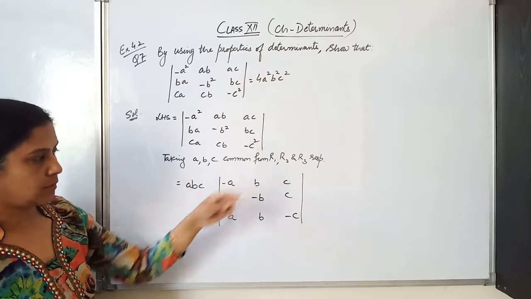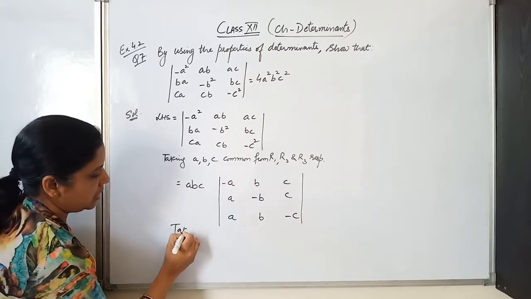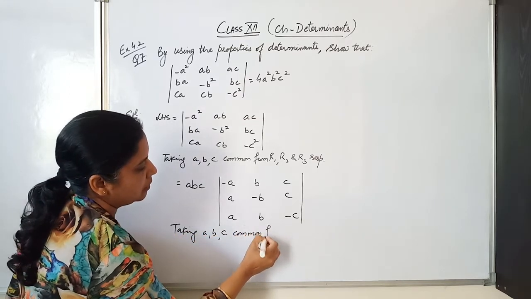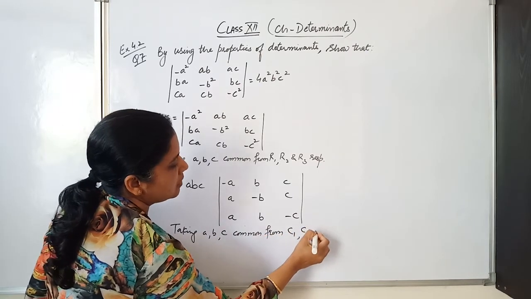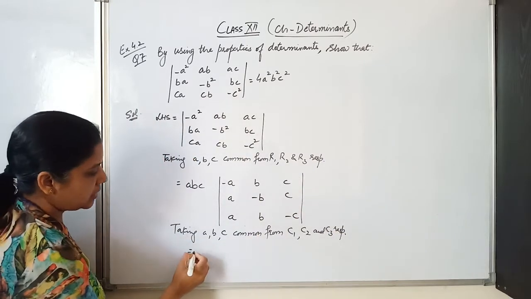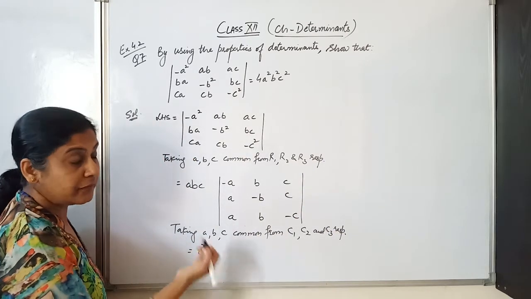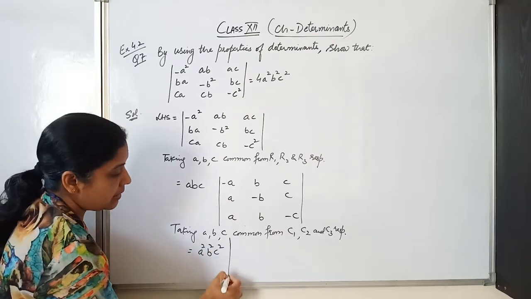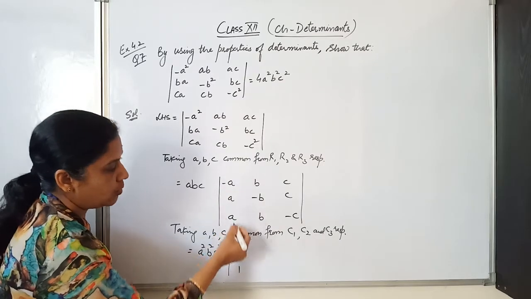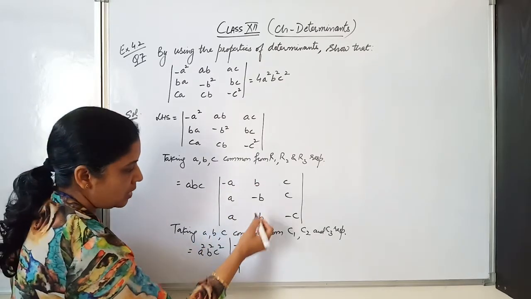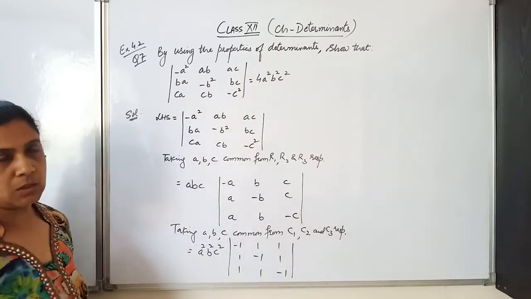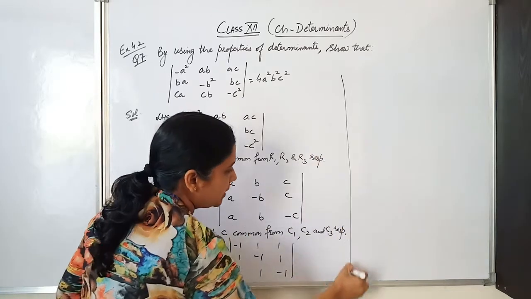Again, when we look into columns, we can take common. So again, taking A, B, C common from C1, C2 and C3 respectively. I get A, B, C already there, and when I take it common, they are going to be A square into B square into C square. I have taken A common from the whole first column, B common from the second column and C common from the third column. Let's apply some more properties.